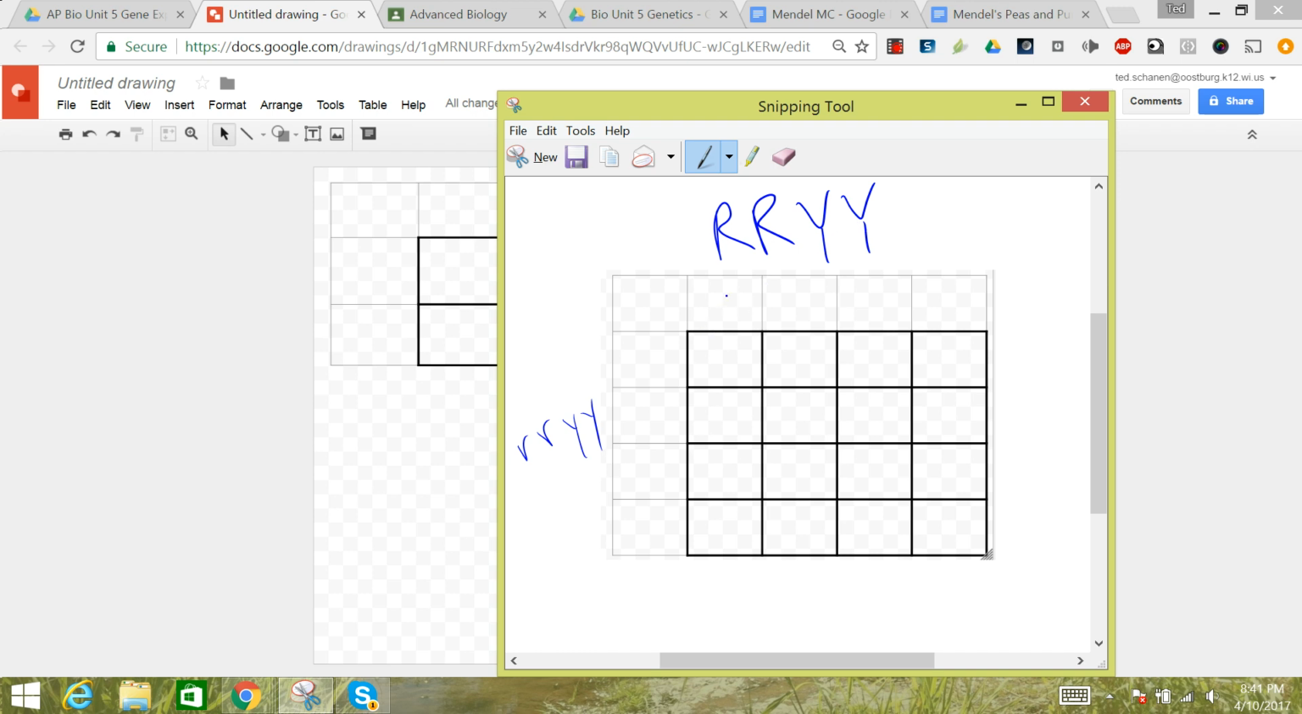So when it becomes haploid, you still have 1 of each set of genes. So you could have this R and that Y. You could have this R and that Y.